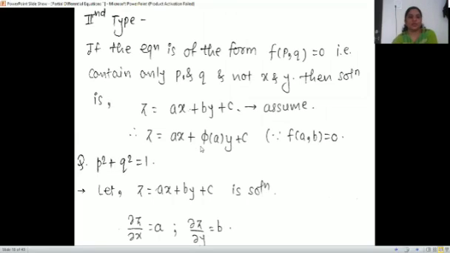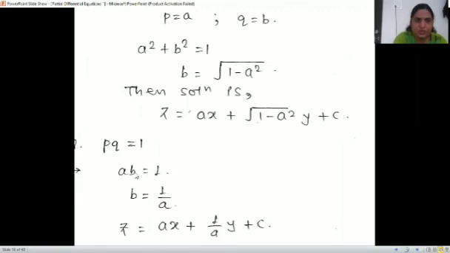For example, if the equation is p square plus q square equal to 1, that is only p, q is there, then we can directly write its solution is z is ax plus by plus c. Where p is a and q is b, we have to substitute. So we get a square plus b square is 1, that is b is plus or minus root 1 minus a square. So we get z is equal to ax plus by, but b is root 1 minus a square. Substituting, this will be the answer. Second, if pq is equal to 1, p is a, q is b, so b is 1 by a, and z is ax plus by plus c, but b is 1 by a, so this is the answer.